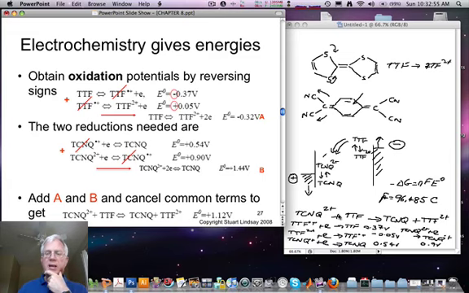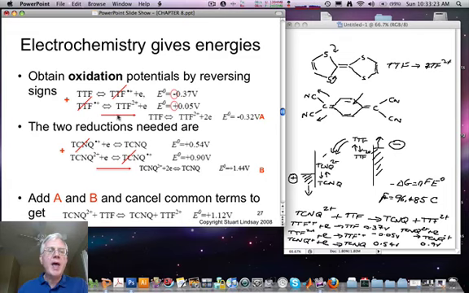We can then take our data for TTF2+ plus an electron going to TTF+ at minus 0.05 volts, and once again find the reverse reaction, TTF+ going to TTF2+ plus an electron, by reversing the sign of the bias, and this is done here.